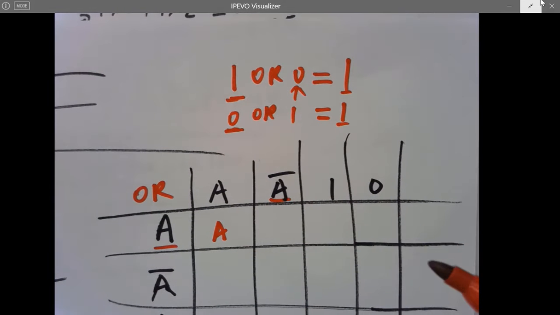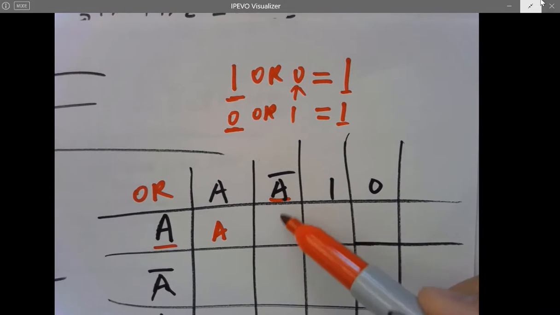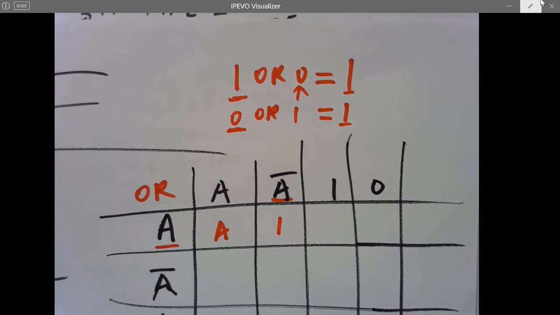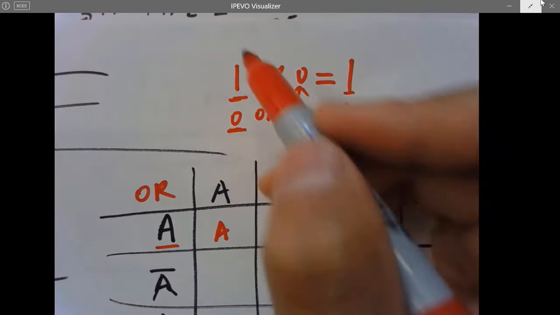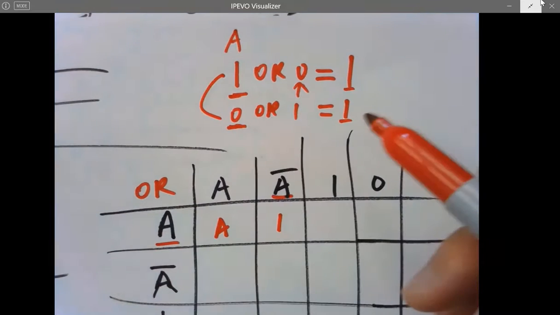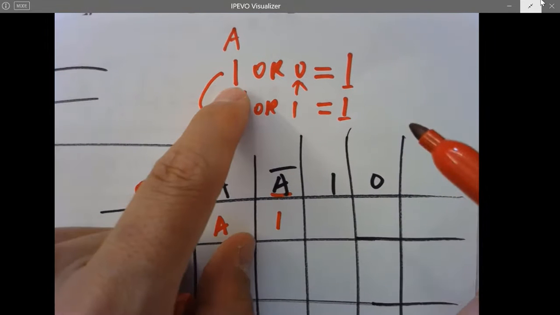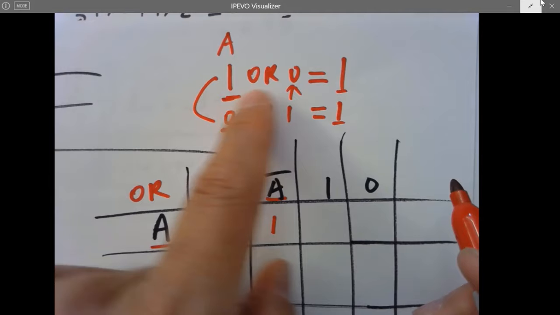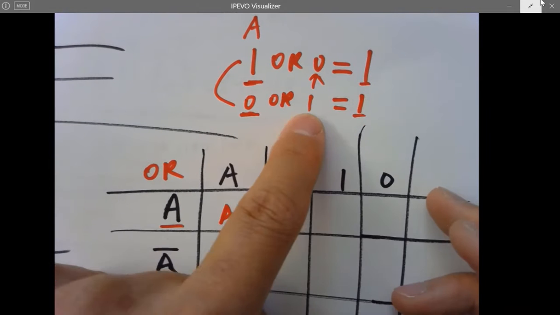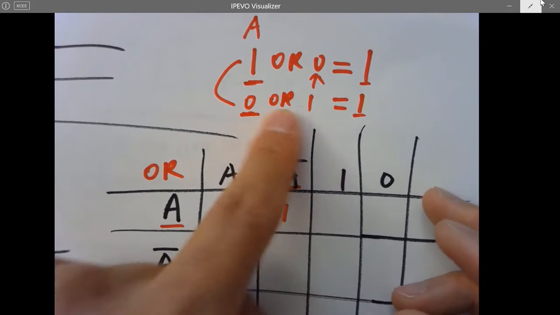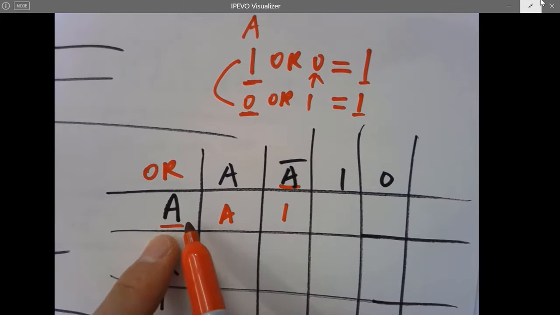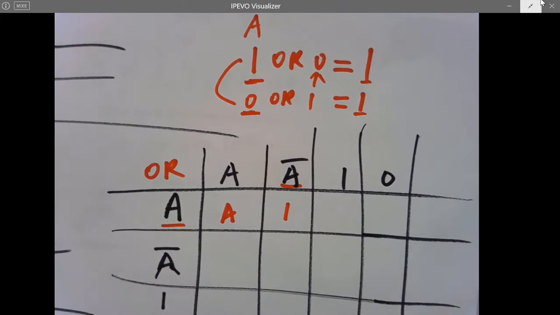So what is the result? 1. Because A can be 1 or 0, right? I just give examples here. Like if A is 1, then A not will be 0. So 1 or 0 is 1. If A is 0, then A not will be 1. 0 or 1 is still 1. So it's always 1. So no matter what A is, A or A not will be 1.